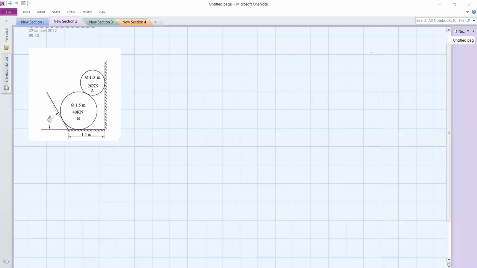So, in this session, we will solve the problem on the equilibrium of connected spheres. In the last lecture, we solved one problem on the connected pipes. So, now on to the next problem.